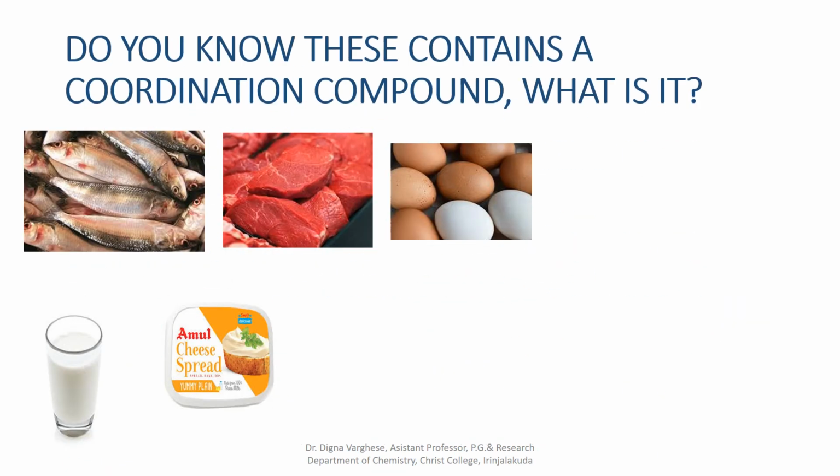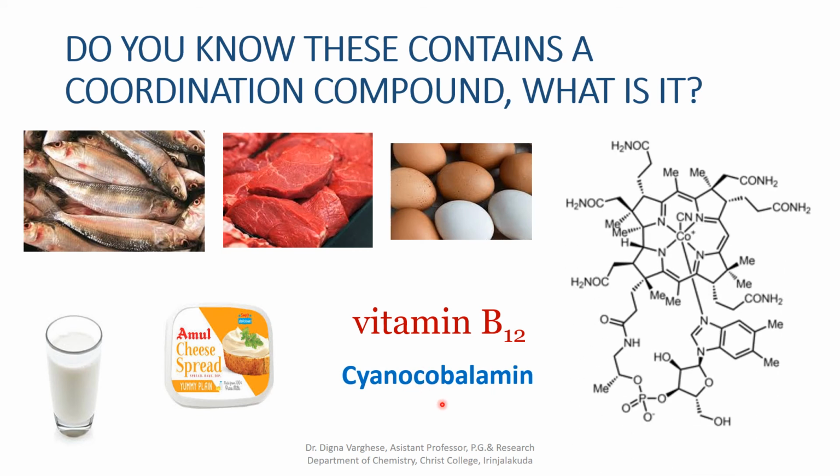Do you know which of these contains a coordination compound? What is it? These food items contain vitamin B12, that is cyanocobalamin. Here we can see the central metal atom or metal ion is cobalt. It is attached to the cyanide or nitrile ligand. So it is a coordination compound.